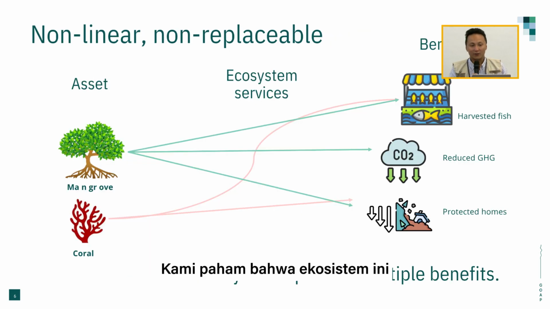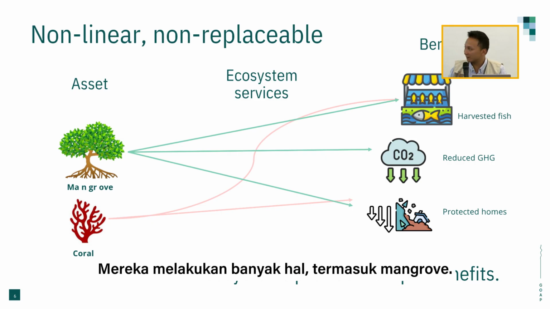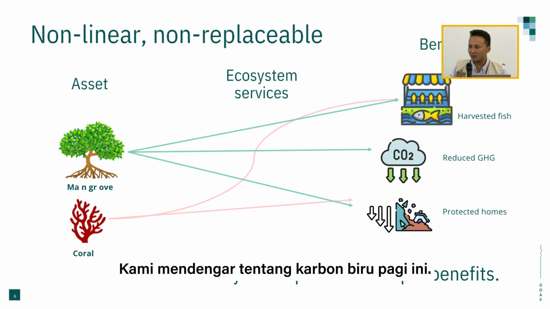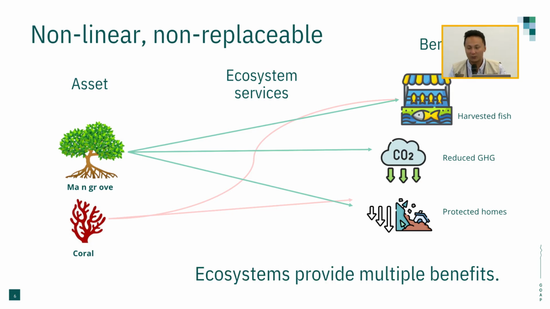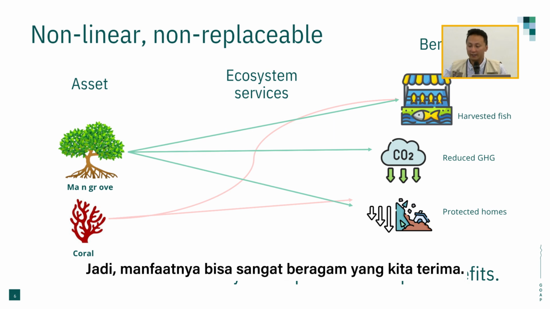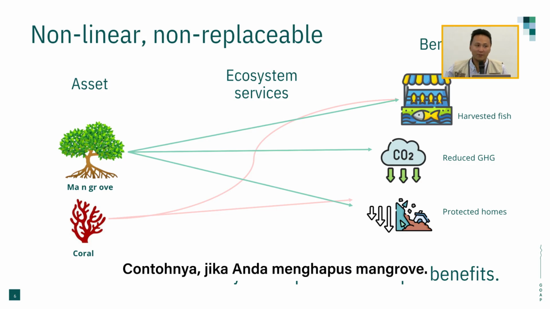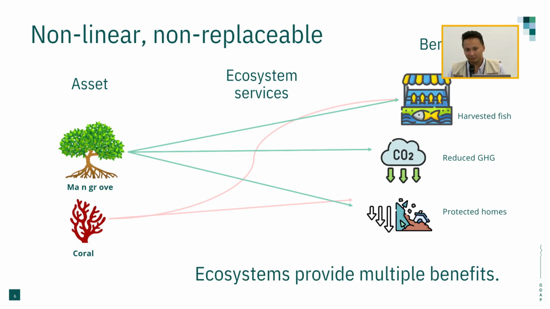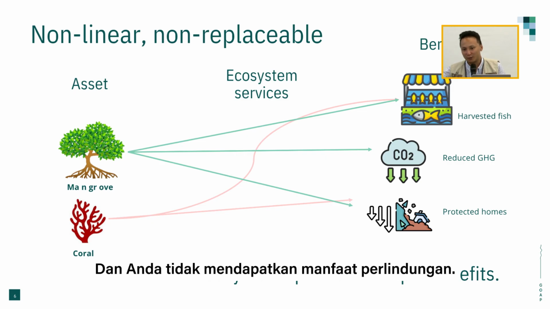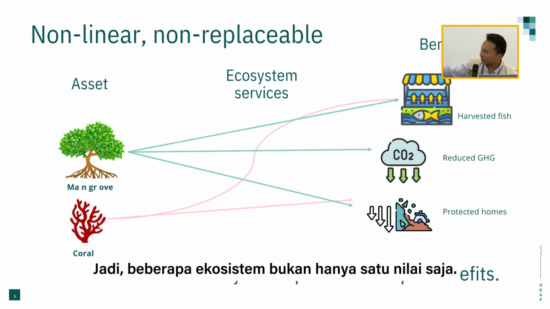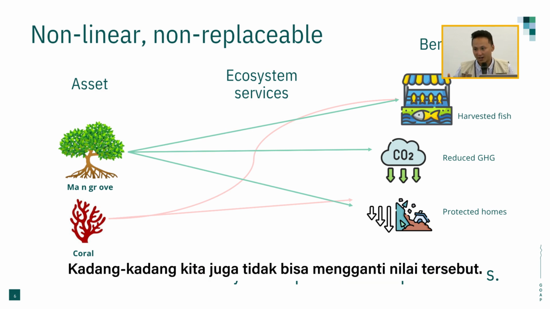We understand that these ecosystems, they don't do just one thing, they do many things. So mangrove, how much fish you catch, it can increase. We heard about blue carbon this morning. Also, coastal protection, which we might see in the ocean calculator later. So it can go to many different benefits that we receive. But also sometimes, once it's gone, it will be very difficult to replace. So for example, if you remove the mangrove in an area where you cannot build a seawall, that's it. You can't put back the seawall and you don't get the value of protection. So you've lost that value. So some ecosystems, not just one value, sometimes we can't replace that value either.